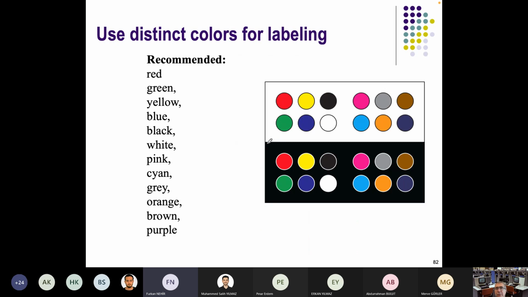How and why are we using colors? For labeling, the colors must be distinct and distinguishable. If you are labeling something, associating something with a color, then these are the recommended.